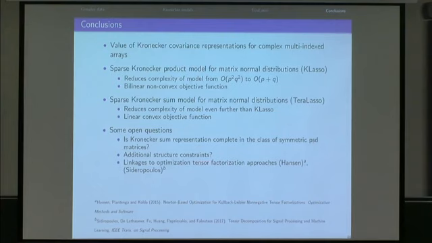Of course, one can ask about incorporating other structural constraints in addition to the Kronecker sum representation. And then there are linkages that would be interesting to explore to tensor factorization approaches that have been primarily developed for first-order descriptions of the data, as opposed to these second-order covariance descriptions. So trying to model the mean of the array with a tensor factor representation as opposed to the covariance structure. So that's the story. Thank you for listening.